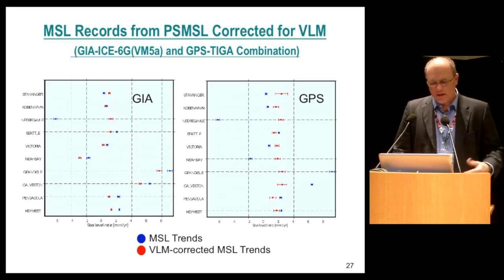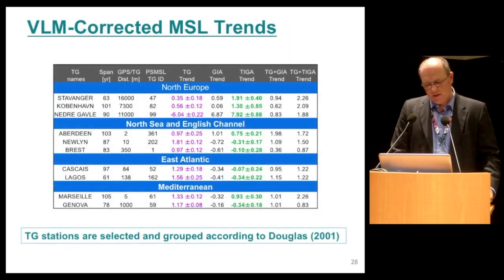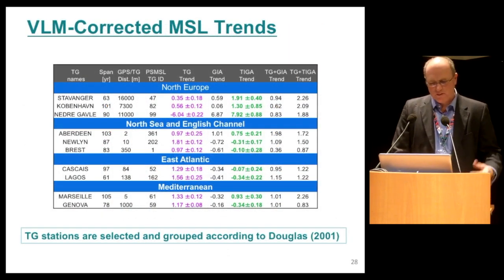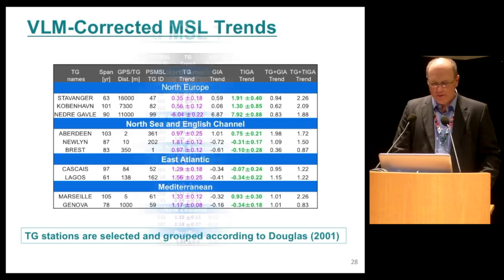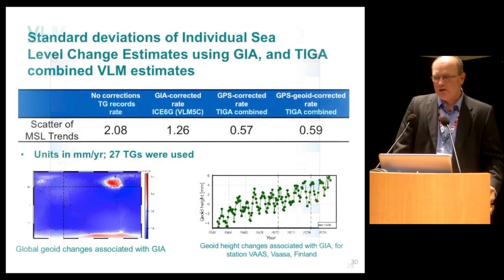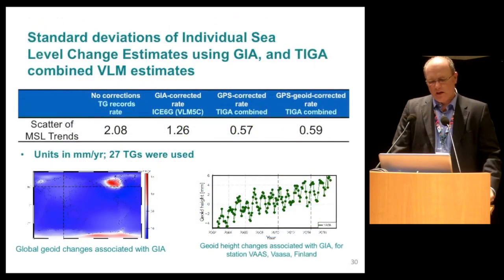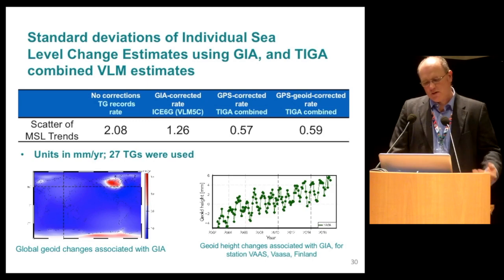Putting this together, one can take the 29 stations as proposed by Douglas in 2001, 29 tide gauge stations, add them together, and correct them for the land motion. I'm going through here and come up with this table. Initially, the variation, the scatter in the mean sea level trends, is about 2.08 millimeters per year. If you correct for land motions with GIA models, you have 1.26 or 1.3. But if you actually apply GNSS-derived vertical land motion estimates, you're coming down to 0.6 millimeters per year.